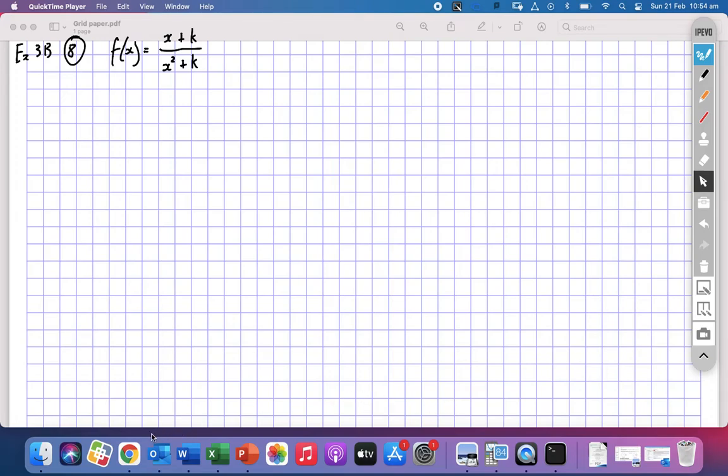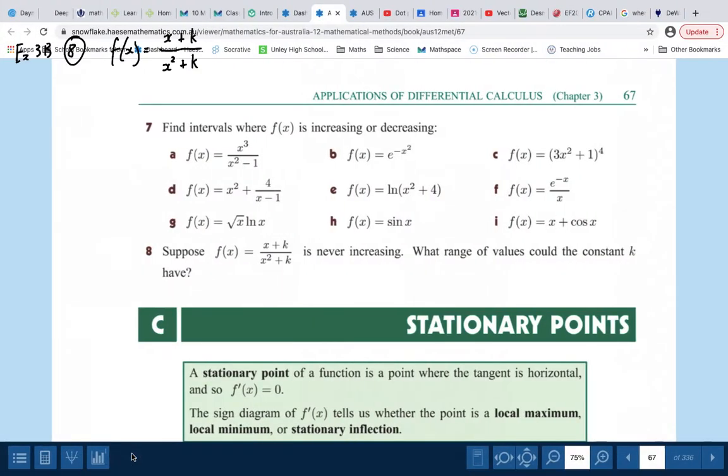So, looking at exercise 3B, question 8. Now, it's this one here. A little bit tricky to think about, but I'm sure some of you want to be able to do every single question in the book. Now, the other problem with this exercise is that the solution at the back of the book is a little bit wrong. Anyway, let's look at the question.